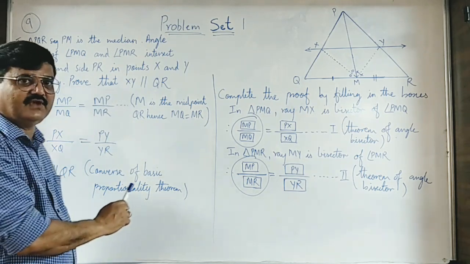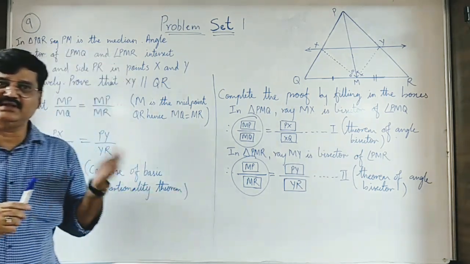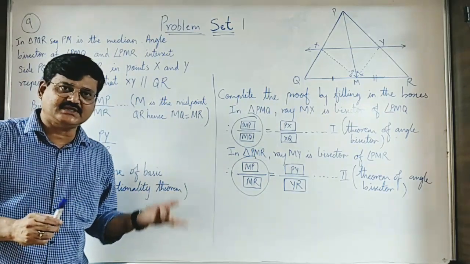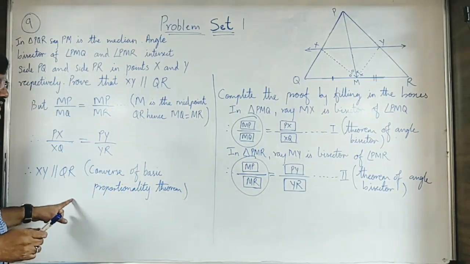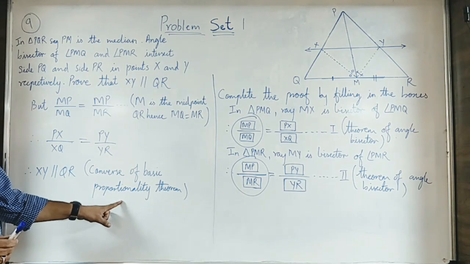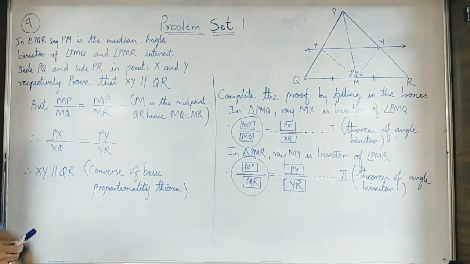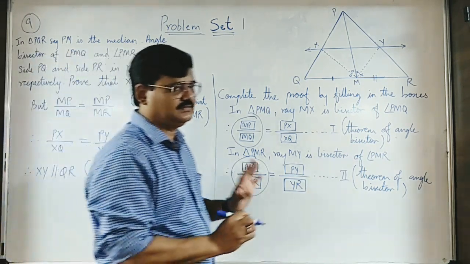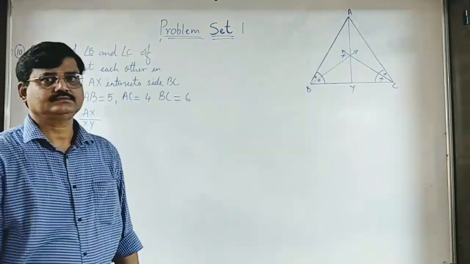Basic proportionality theorem we have done over here. That was saying that if the lines are parallel, then the ratios are equal. But the converse is saying what? The ratios are equal and the lines are parallel, and that is because of the converse of the basic proportionality theorem, and that is the simple sum of question number 9.